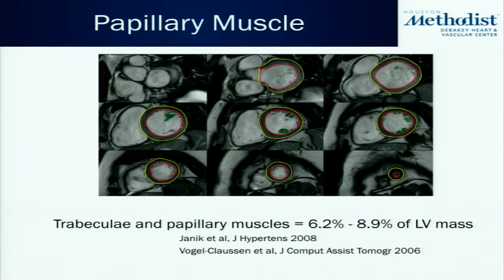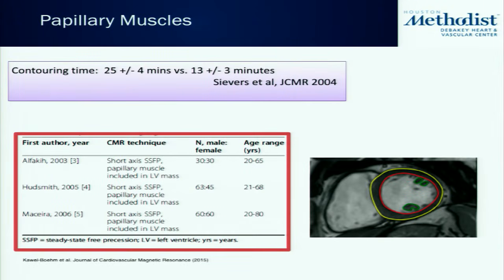All right. The other thing that's also important to keep in mind is what about the papillary muscles? Because the papillary muscles themselves actually have volume, right? And so depending upon how you trace the papillary muscles and the trabeculae, that could represent anywhere from 6 to 9% of LV mass, as well as LV volume. So there's not a specific convention by societal guidelines to say should you include them or not include them.